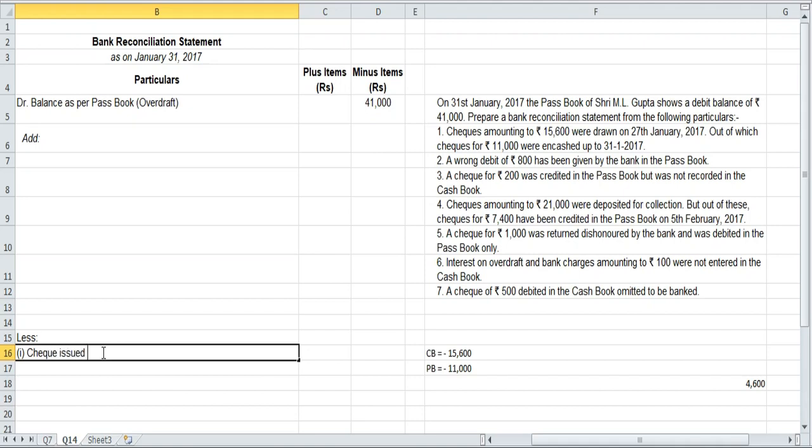Check issued but not yet presented. Okay, this is 15,600 minus 11,000. So we'll write here in the minus side 4,600. Okay.